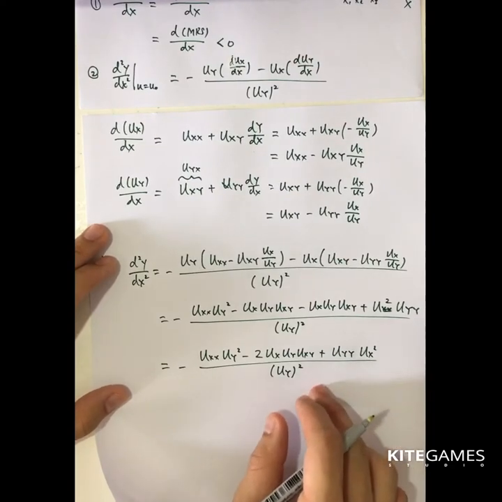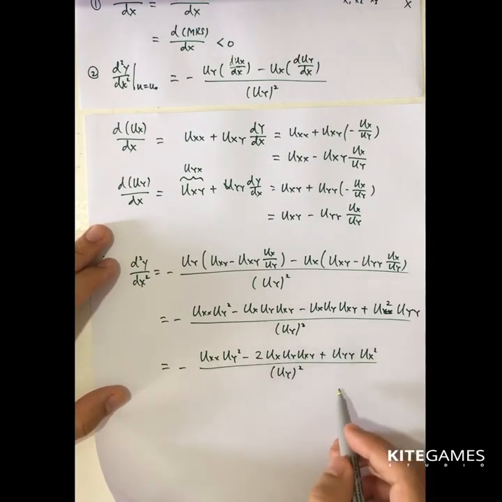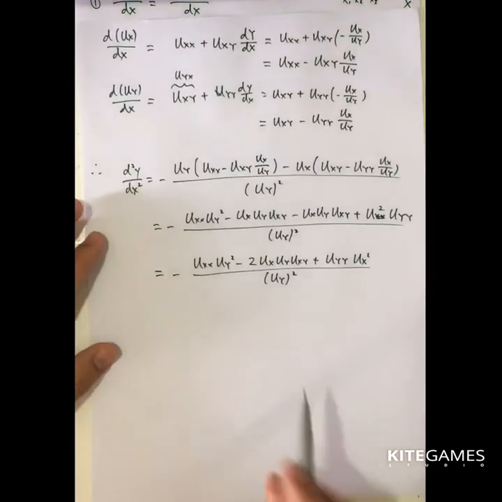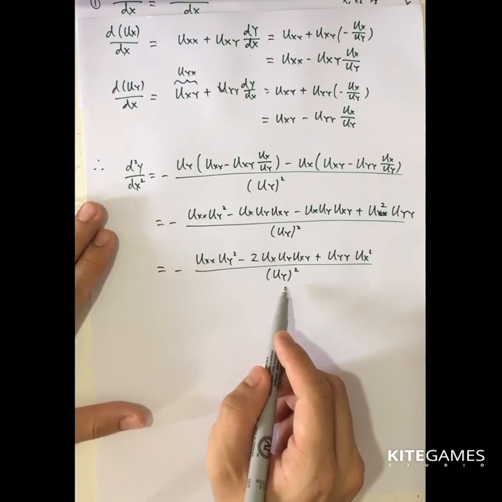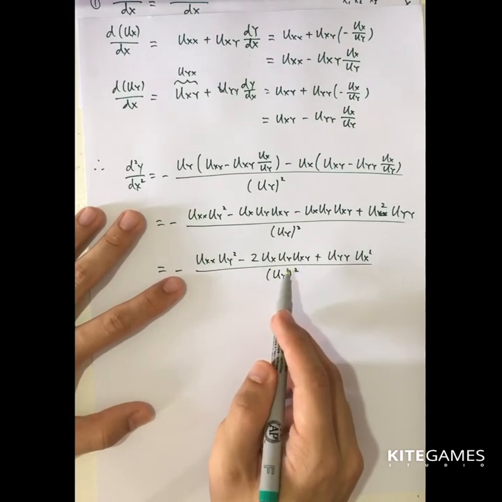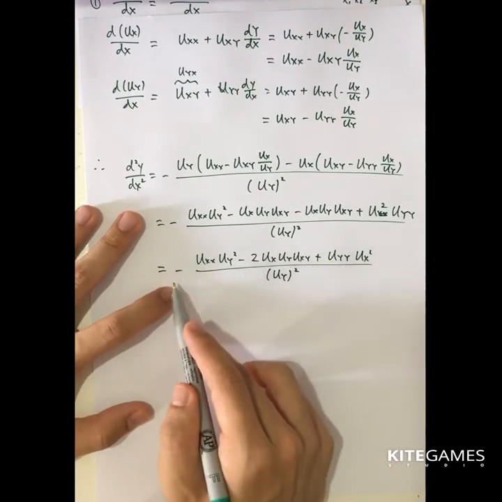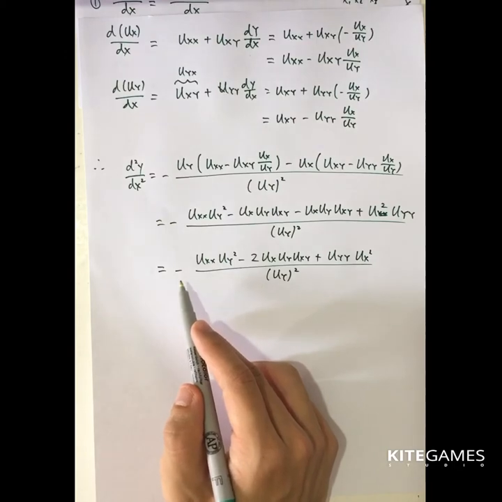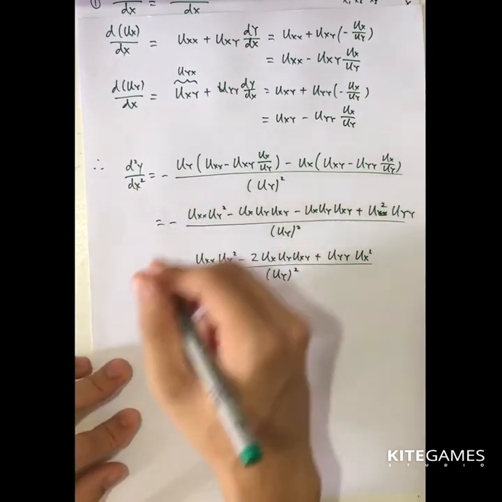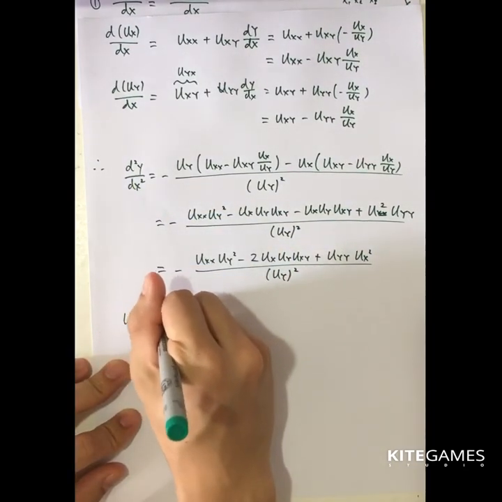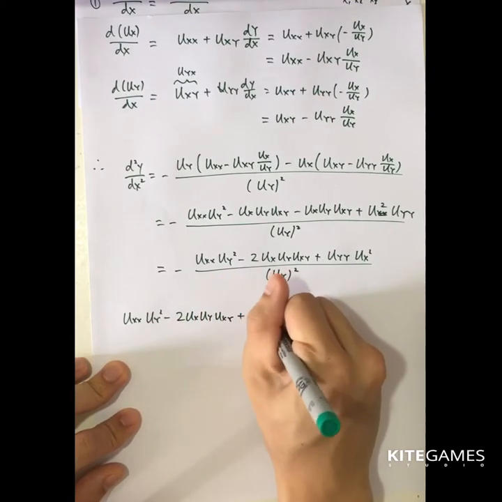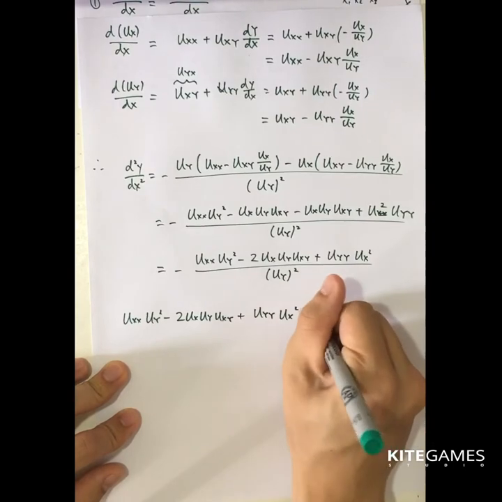Okay, so if you want to hold the whole term to be positive to show the convexities, the denominator is always positive. This means for the numerator, you have to be a negative value, right? Because this negative combined with the negative in the front, then the whole term will be positive. So if you want to ensure this is positive, uxx uy squared minus 2 ux uy uxy plus uyy ux squared has to be negative.